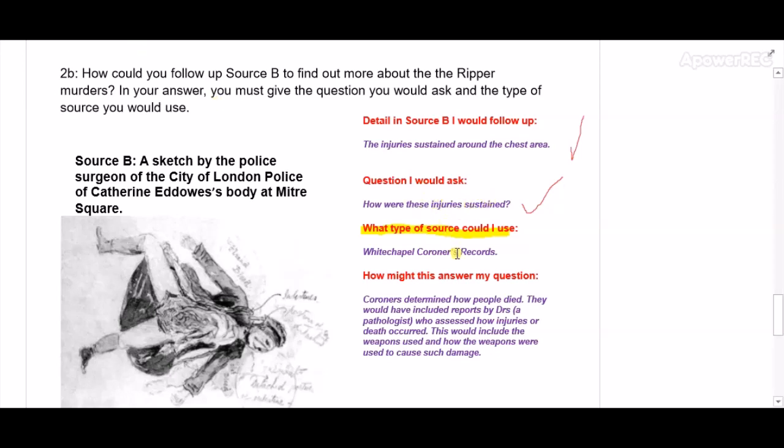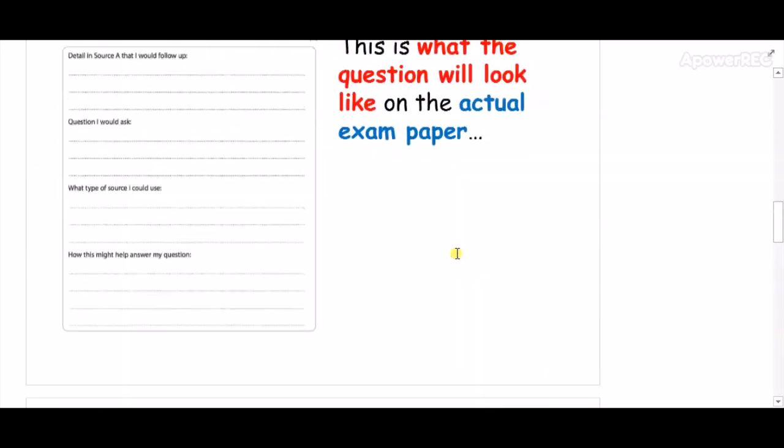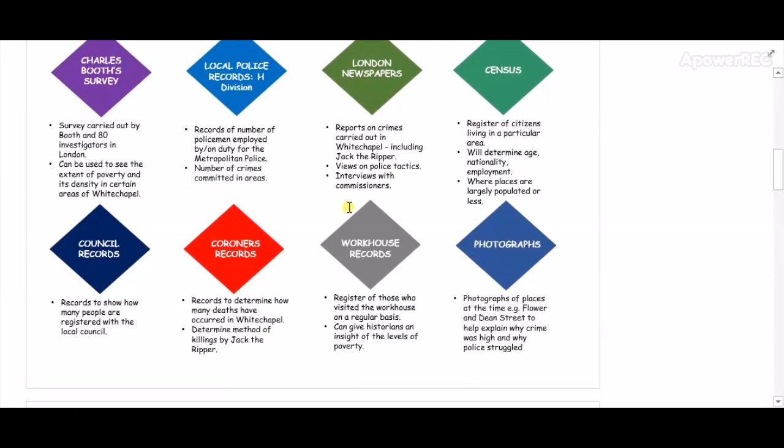This is where I come back to all of my sources at the start. So if I wanted to learn more about how these injuries were sustained, I've got to admit it would be quite rubbish to look at Charles Booth's survey because all he did was talk about housing conditions. If I was to look at the census, that's not going to really tell me about it because that will tell me who lived where. It's not going to tell me how the injuries were sustained. You might have gone for London newspapers, because they might have a report in there about how it happened. The local police records might have had a report in there. The photographs, you could argue, might give a lot more detail than the source there.